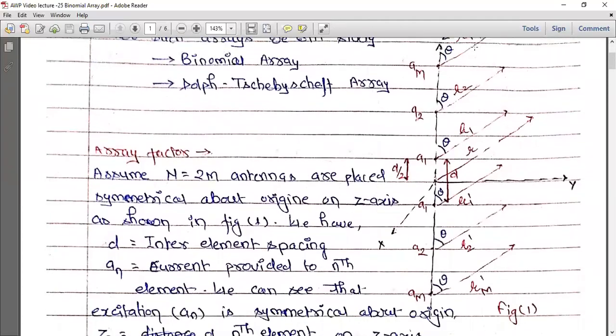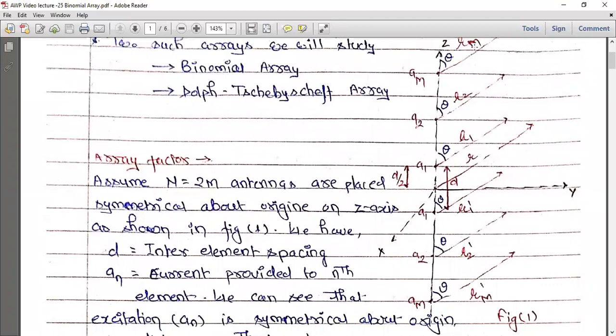In general, the question given to you is such that you have to design a non-uniform binomial array, where the inter-element spacing d is given, suppose, as lambda by 2, and for this inter-element spacing you have to find the excitations if the number of elements in the antenna is given as 2.